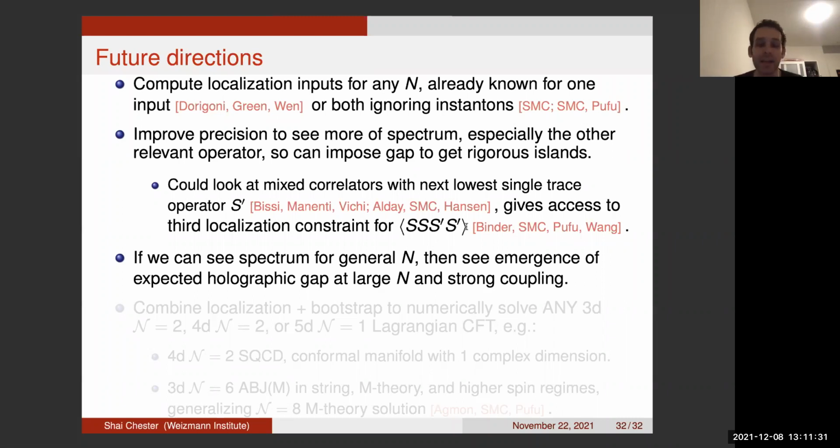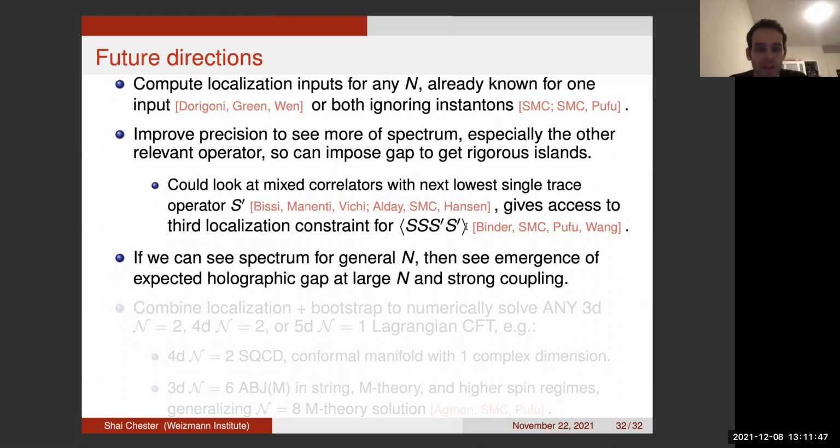So for instance, we could see the fact that as you go from small n and weak coupling to large n and strong coupling, the spectrum of operators should become smaller. This is something which we already understand from integrability, but we could also see it now beyond leading order and large n, which I think would be nice.